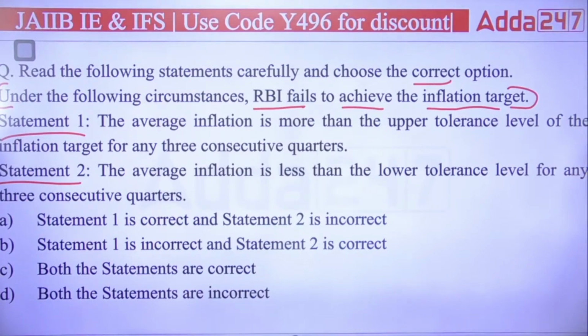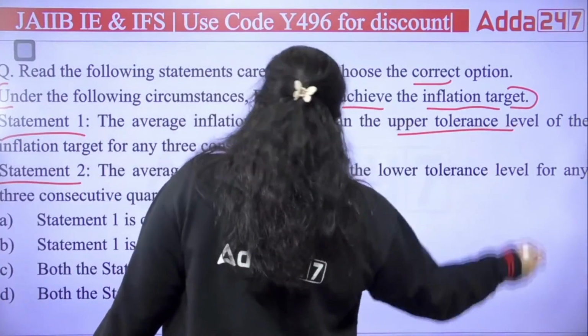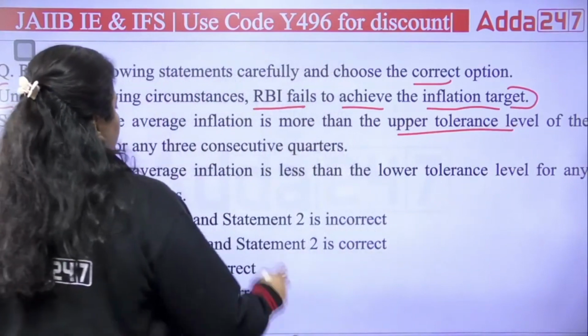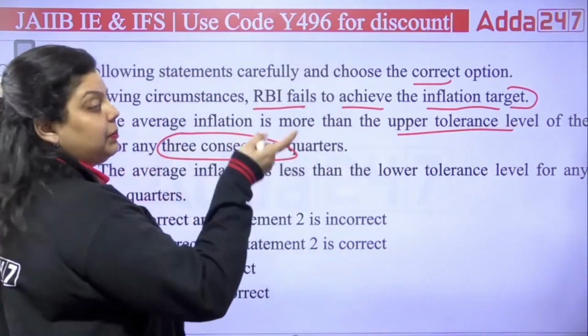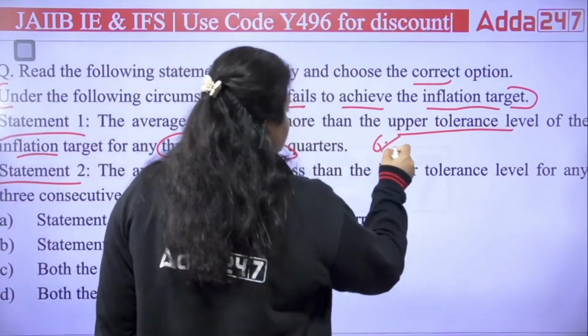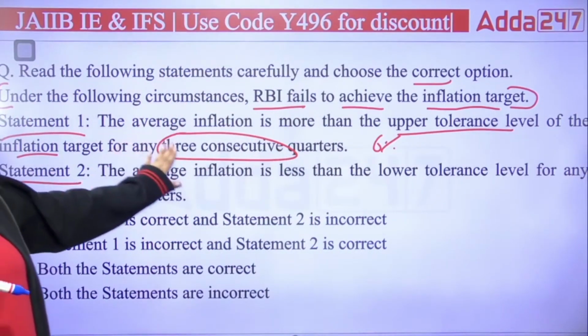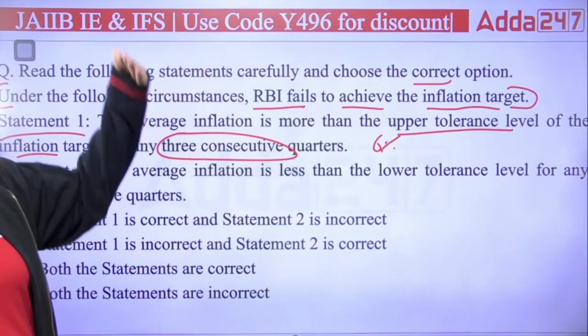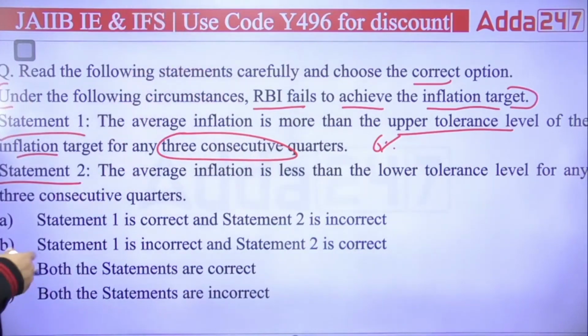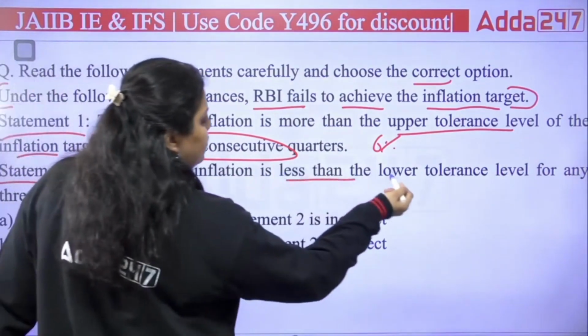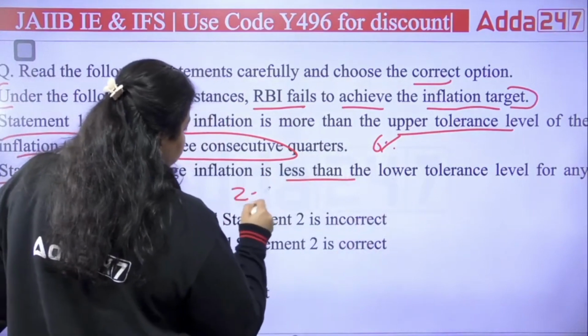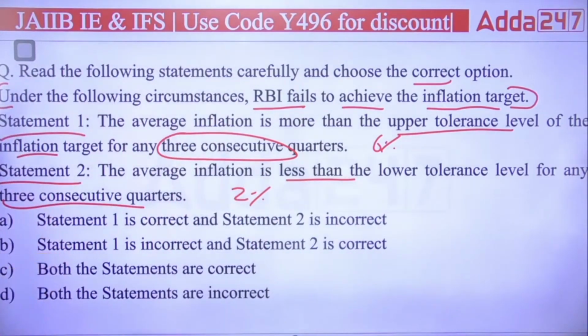Okay. So see here, the first statement is saying the average inflation is more than the upper tolerance limit of the inflation target for any 3 consecutive quarters. So what is the upper tolerance limit? 6%. But the average inflation we had in the country over the 3 consecutive quarters is more than 6%. The second is saying the average inflation is less than the lower tolerance level, that is 2%, for the 3 consecutive quarters.